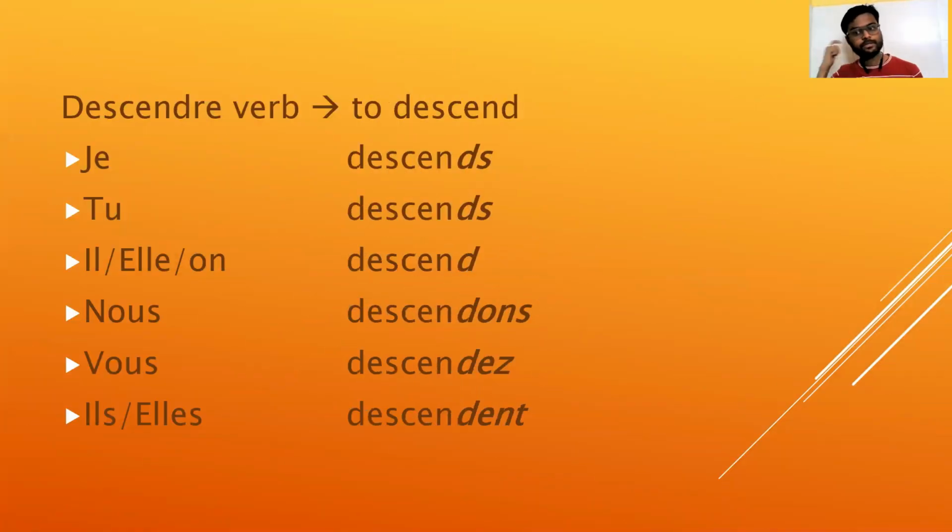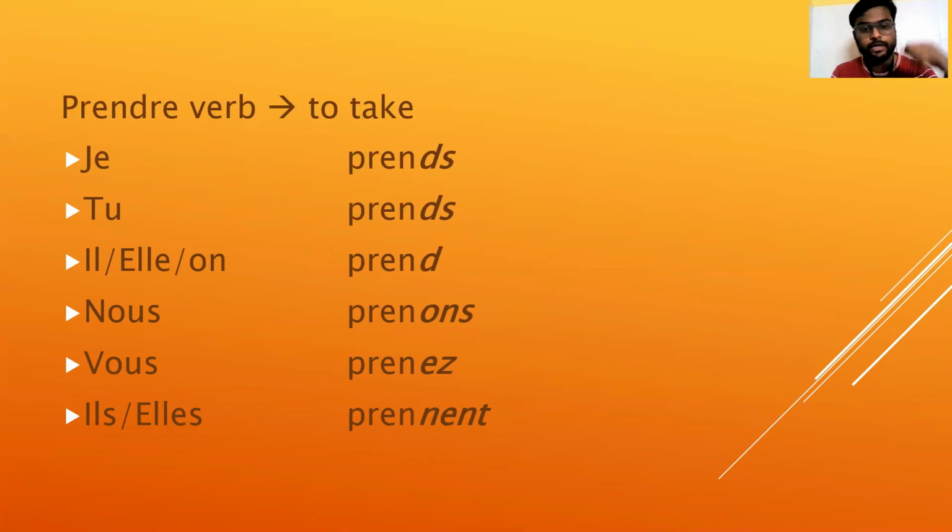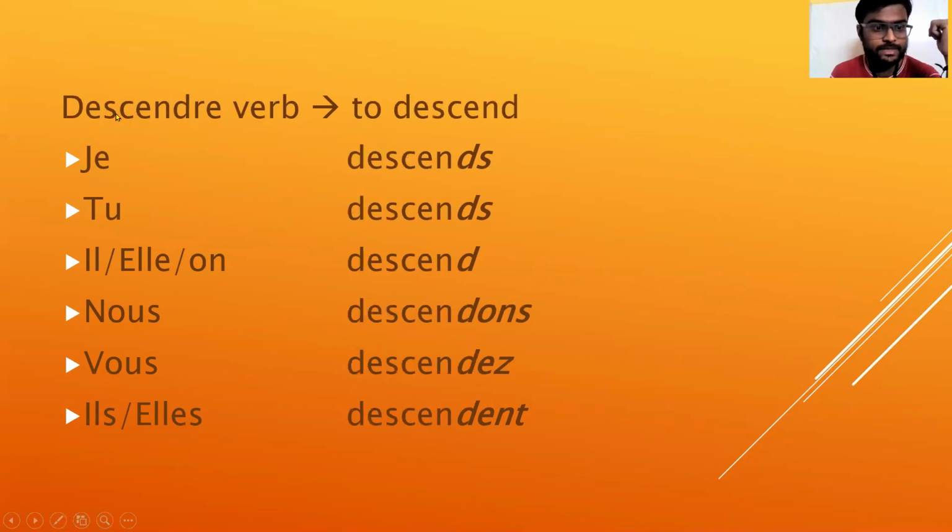If you observe carefully, S, S, nothing, ONS, EZ, NENT. All right, but here the verb is descendre, again RE, but here the difference is in these two parts. Remember these two parts. S, S will remain the same. ONS will remain the same. EZ will remain the same. ENT will remain the same. But the difference is of D, this line. So the very basic thing I always ask my students is to learn the endings. Learn the endings. Practice.